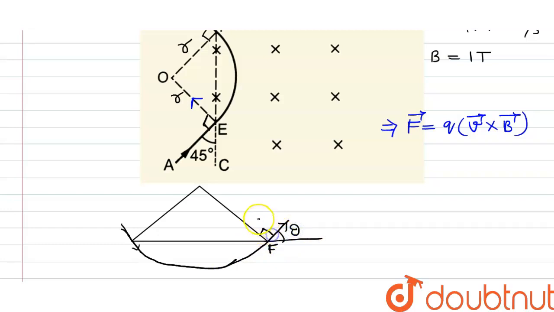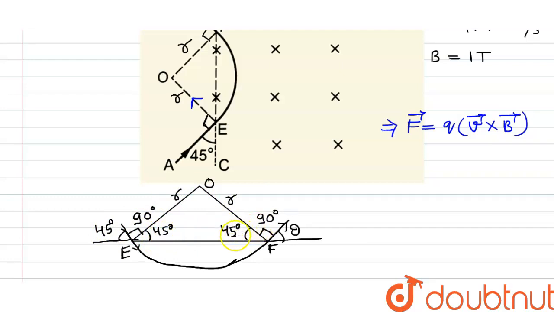This is the perpendicular angle, which is 90 degree. So it is O, it is E, and OE is also perpendicular to the direction of the traveling particle. So it is also 90 degree, and this angle is given to us, which is 45 degree. If this is 45 degree and this is 90 degree, then this should be 45 degree. And OE is equal to OF. If it is R, then it will also be R. So these two angles must be equal. So if it is 45 degree, then it should be 45 degree.